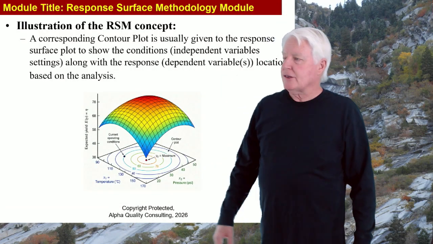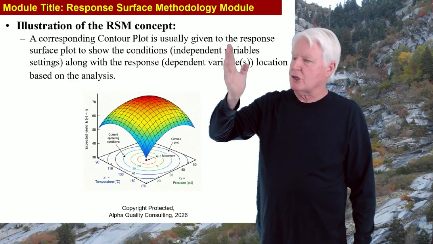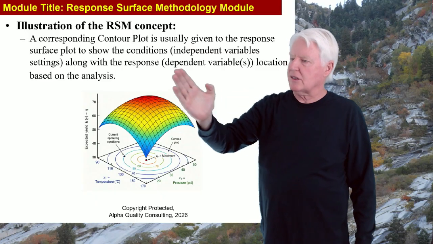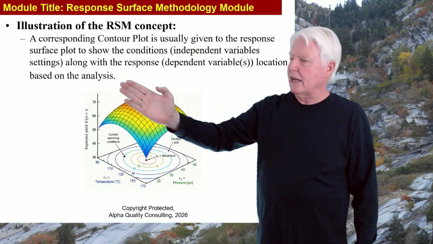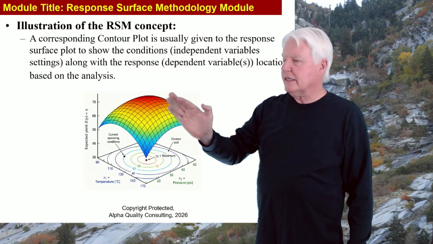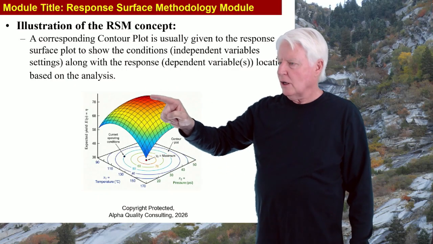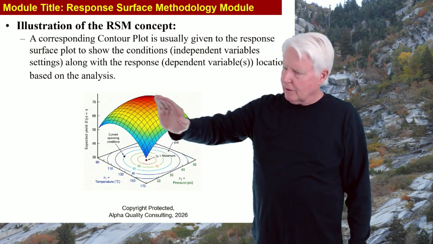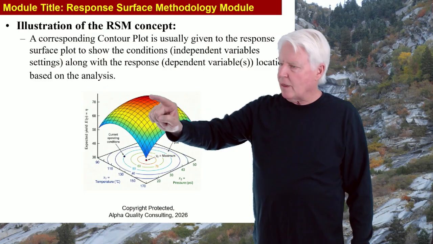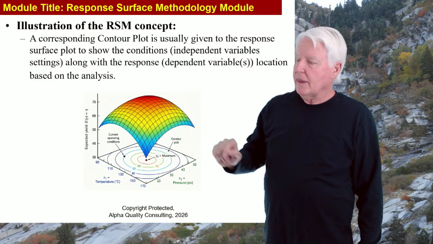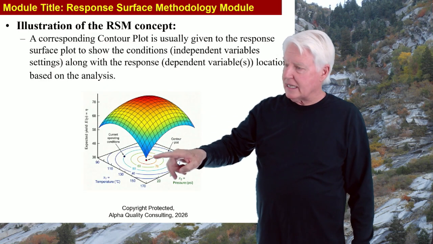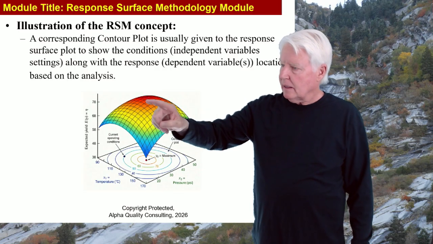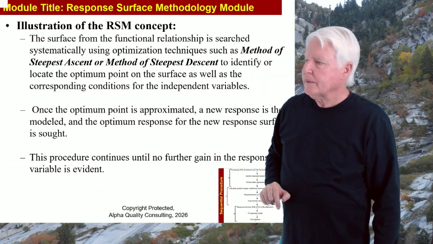All right, illustration of RSM concept. A corresponding contour plot is usually given with the response surface plot to show the conditions, the independent variable settings, along with the response dependent variable's location based on analysis. So what we do in this module is show you how to find where the slope is 0 here. That means you've reached the peak and all the slopes are 0. That's the optimal point. Then we give you what the settings need to be, in this case for the pressure and temperature, to get the ultimate yield. That's what this is all about.